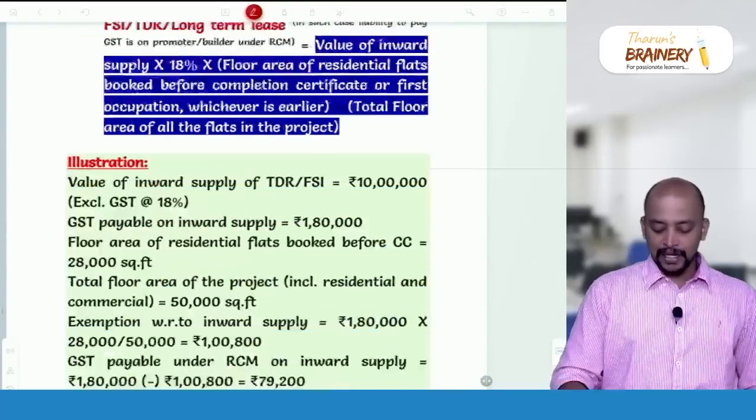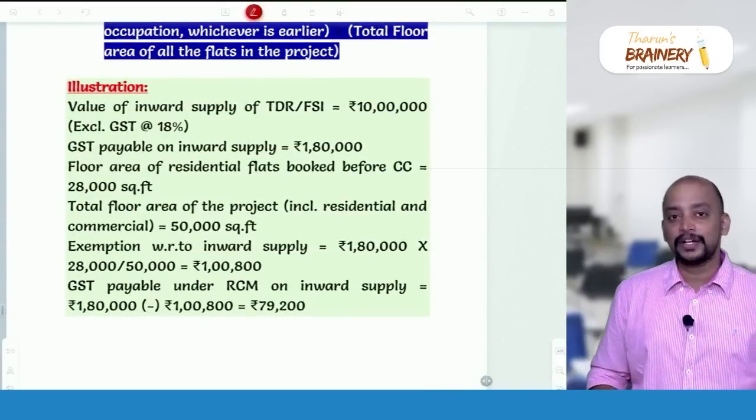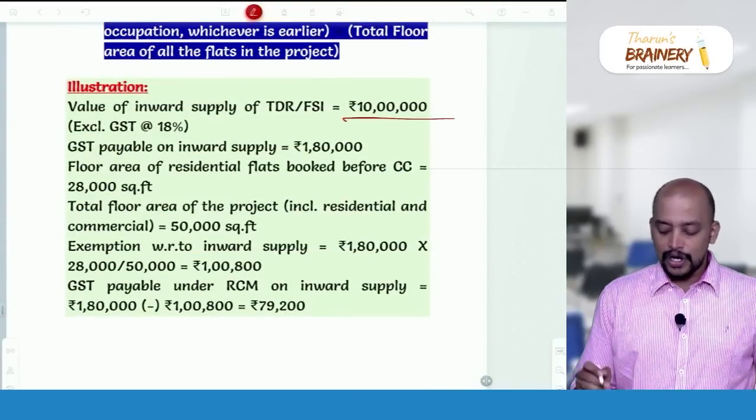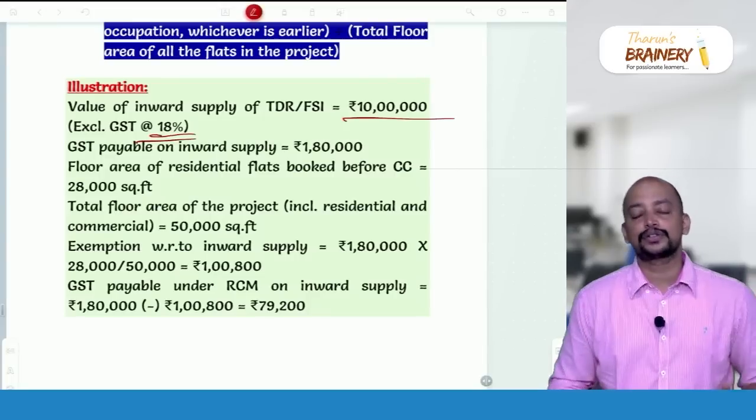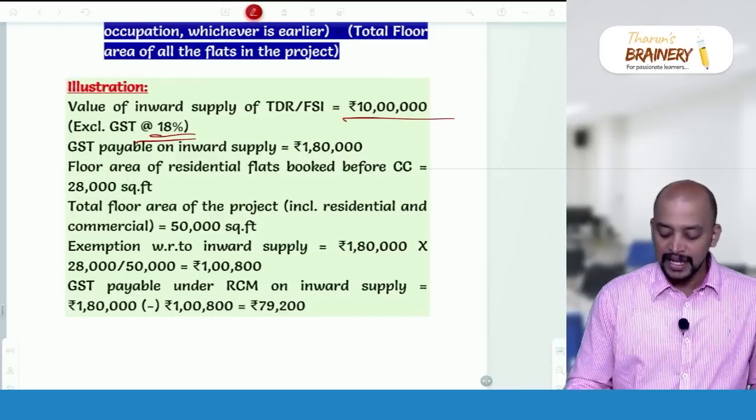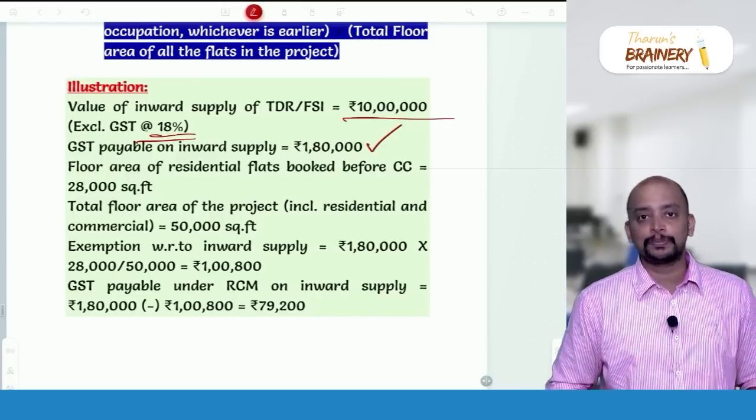Say for example, you can see here the value of inward supply of TDR or FSI is 10 lakhs. On that the promoter or builder is required to pay GST under RCM. How much is the GST? 18%. So 10 lakh into 18%, 1,80,000. But in that 1,80,000, fully they don't have to pay. They will get an exemption.